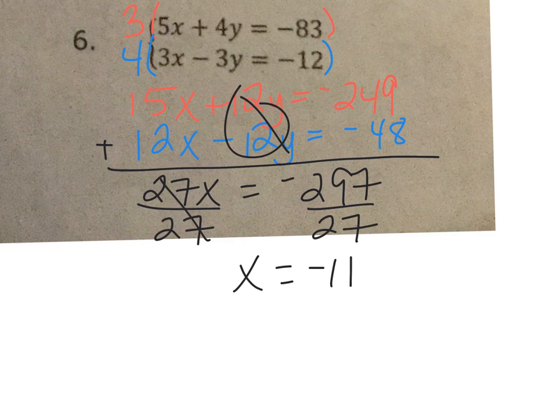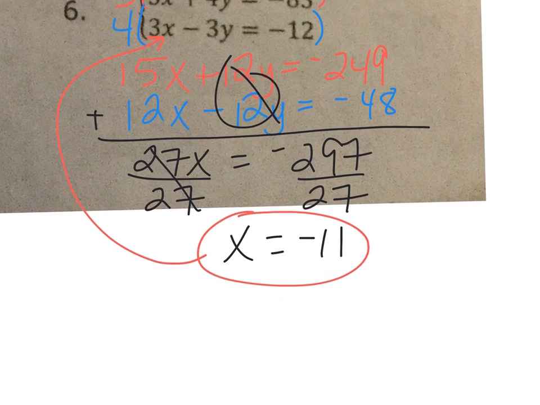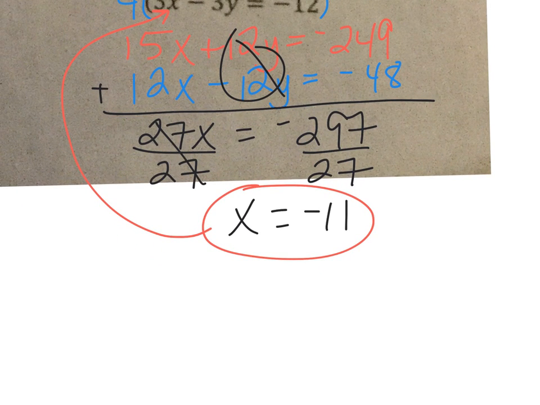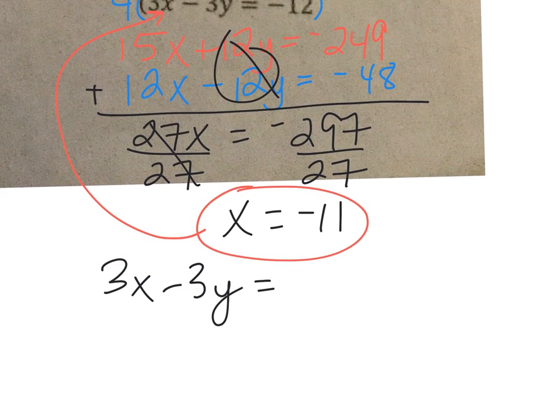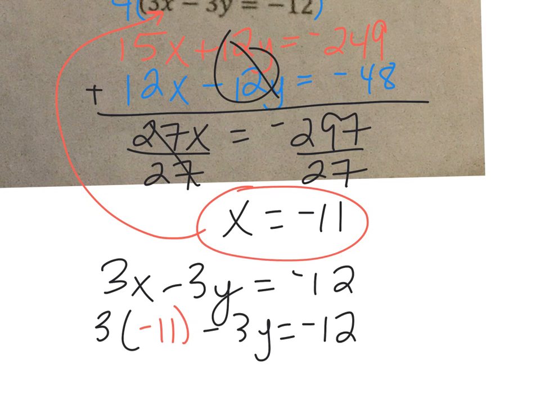So now I'm going to go back in, just like we did before, and substitute this in for x in whichever equation you want to. I'm just going to do that one since that's the one we can see right now. Let me get my pen and move this up a little bit. 3x minus 3y equals negative 12. So 3 times negative 11, that's what my x was, minus 3y equals negative 12.